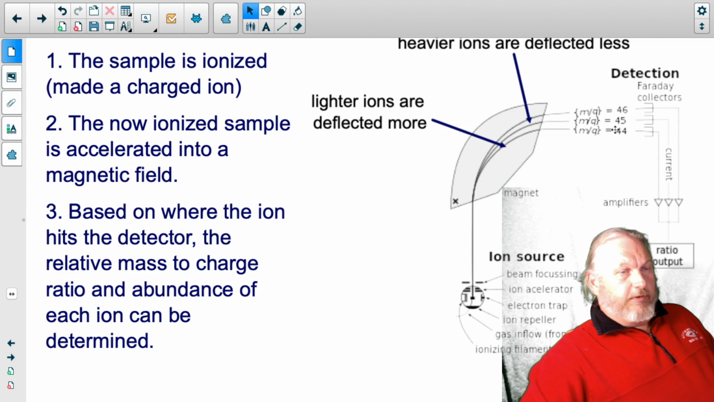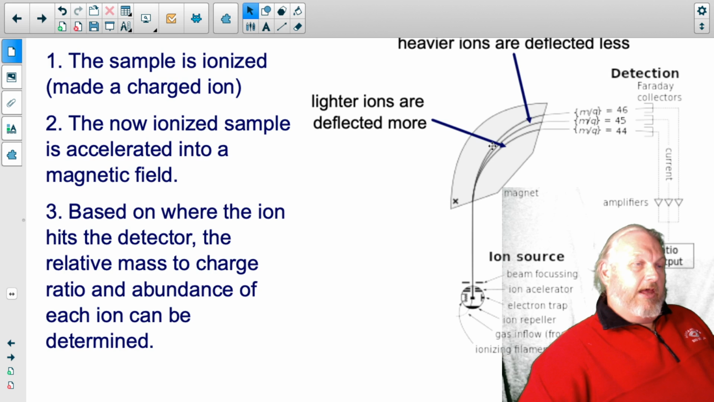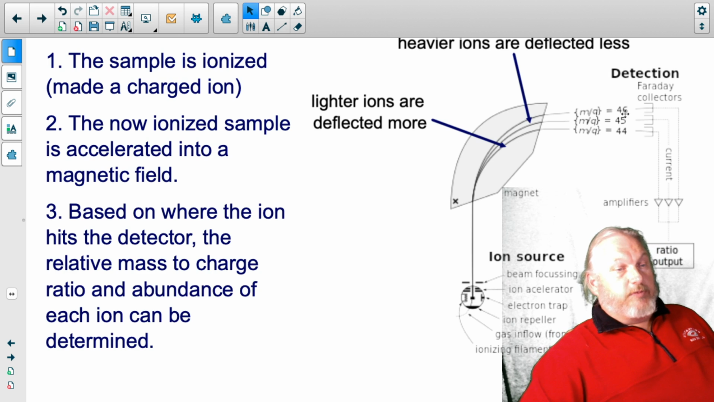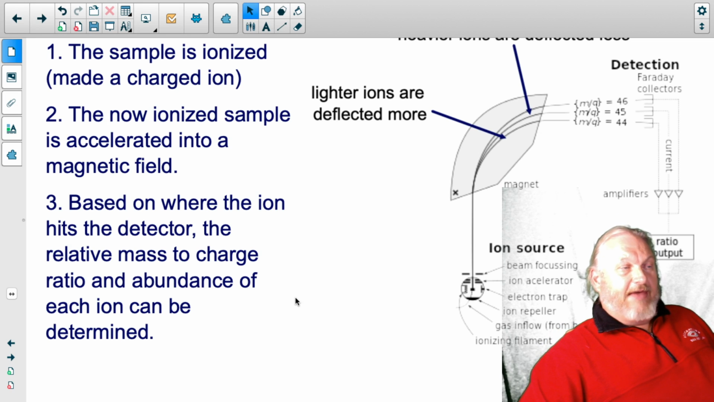So this would be a 44, the middle would be a 45, and the 46 is going to deflect less. And then if we know what sample we started with, and we know the 3 samples we ended with, we can get a percentage of that sample of actually what went through the mass spec.